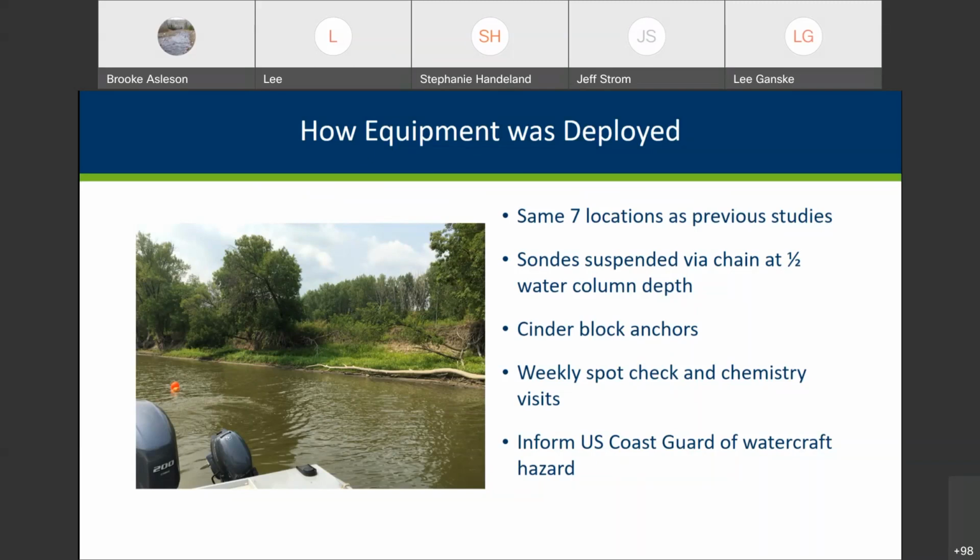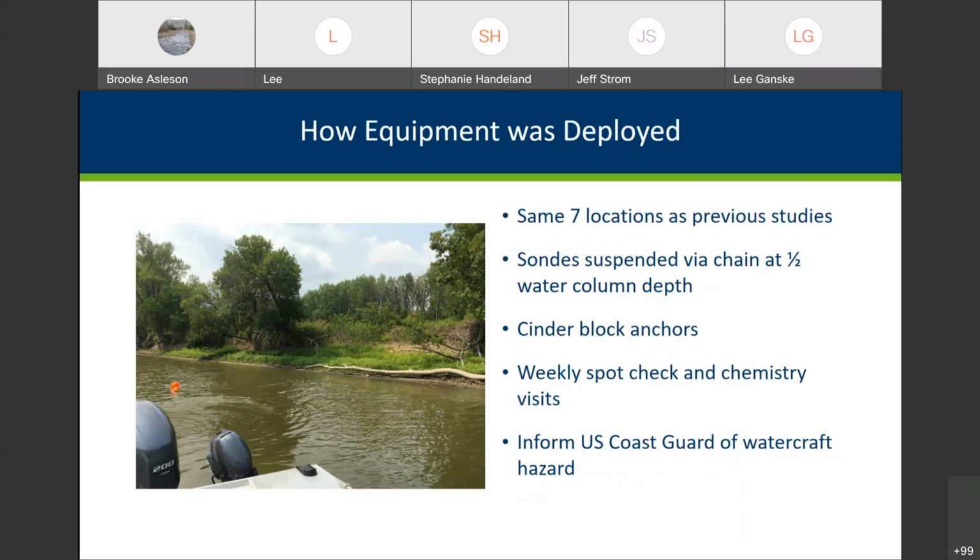We used carabiners to hook the sonde instrumentation at the halfway point or depth of the river channel where we're at, and then we let them sit. We would come back weekly to do a spot check and water chemistry visits.